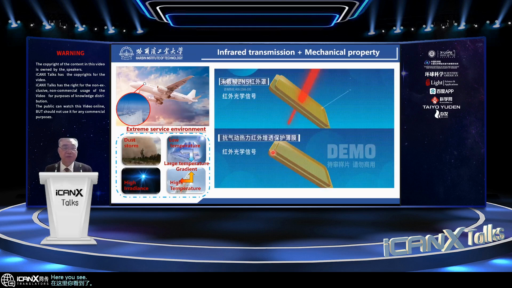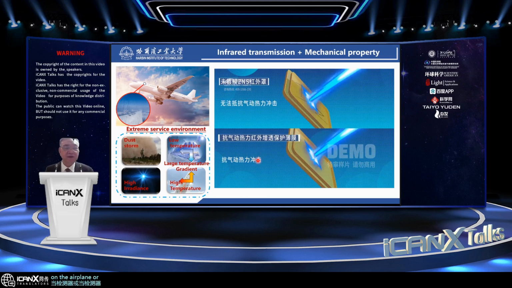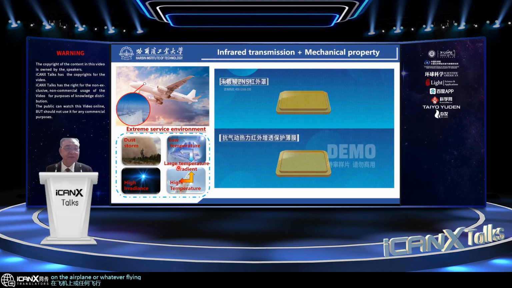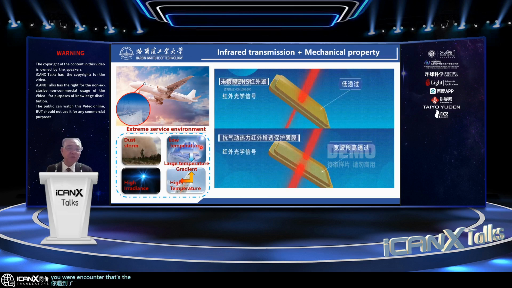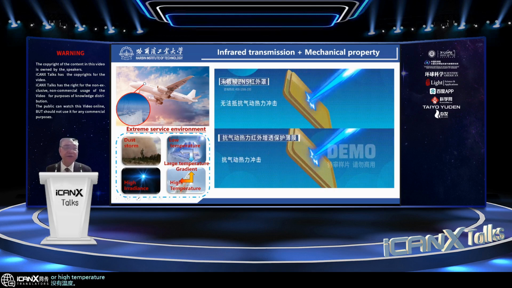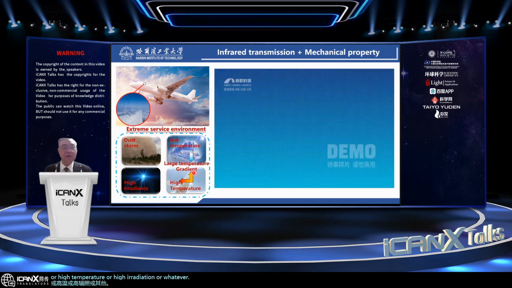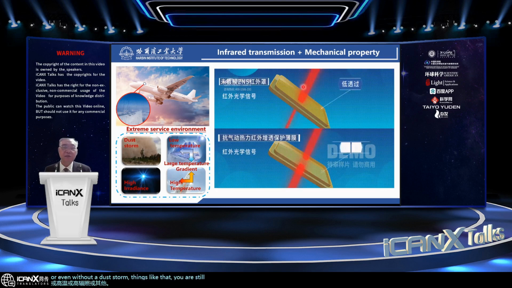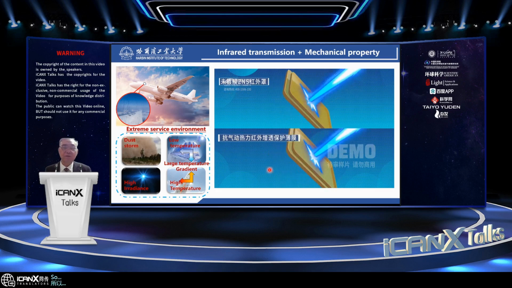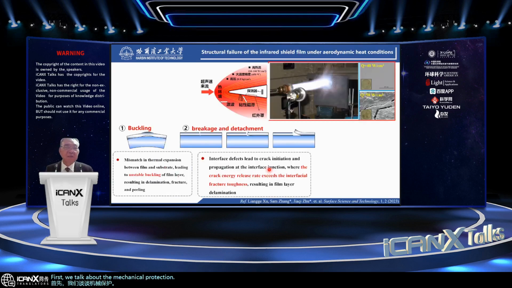Here you see the detector on the airplane or whatever flying object goes through the air, and you will encounter dust storms, low temperature or high temperature, high irradiation, or whatever. Even without a dust storm, you are still going to get thermal shock. So you will need protection. First, we talk about the mechanical protection. Besides those things, this thermal shock could also result in buckling of your coating, or breakage and detachment. All of these need to be protected.